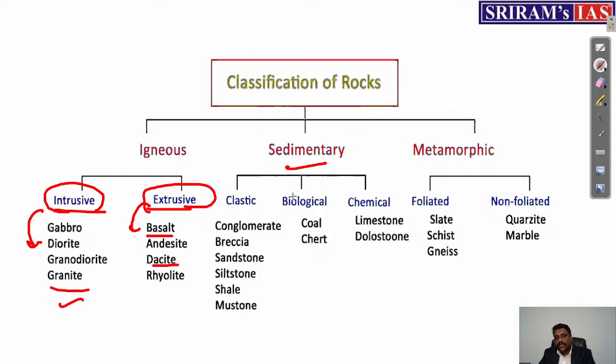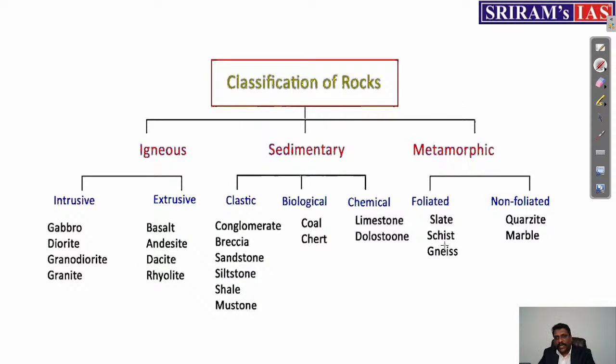Sedimentary rocks: sandstone, siltstone, shale are classical examples. Biologically, if it is getting created, coal, limestone, dolostone, etc. are also examples of what? Sedimentary rocks. Metamorphic rock, my dear friends: schist, slate, gneiss are classical examples. They are foliated in nature. Non-foliated, quartzites and marbles are classical examples of what?